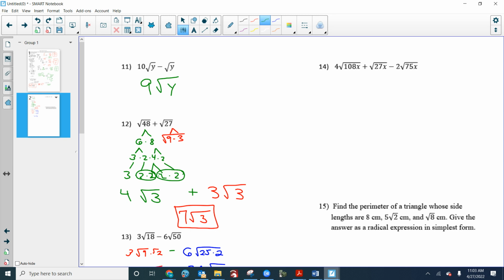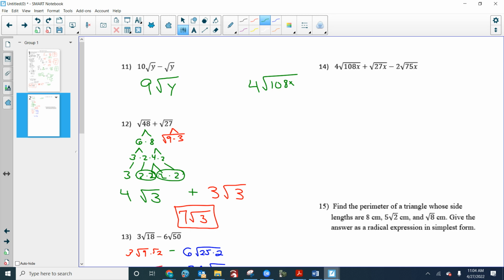Can I give you a hint? Just from a teacher's standpoint. Can you see what numbers 108, 27, and 75 have in common? What? 3? If I were doing this, I'd probably try to use a number that they all have in common, just because if they're going to all simplify and subtract, it's going to be because they have the same number left inside. All right, 4 radical 108x.